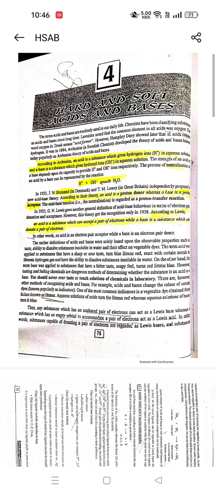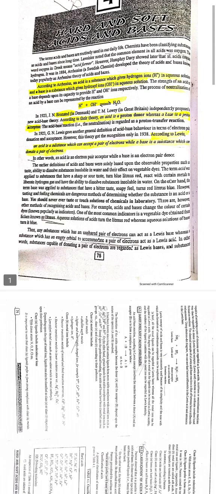red litmus blue. However, tasting and feeling chemicals are dangerous methods of determining whether the substance is an acid or a base. You should never ever taste or touch solutions of chemicals in the laboratory. There are, however, other methods of recognizing acid and bases. For example, acid and bases change the color of certain dyes known popularly as indicators. One of the most common indicators is a vegetable dye obtained from lichen known as litmus. Aqueous solutions of acid turn the litmus red, whereas aqueous solutions of bases turn it blue.